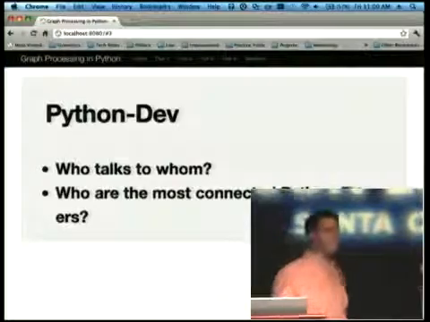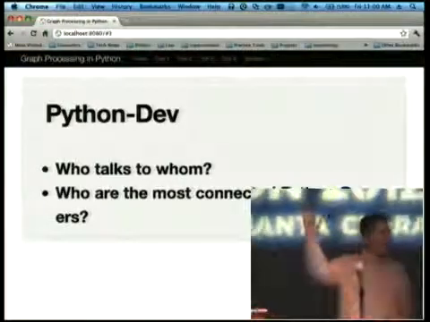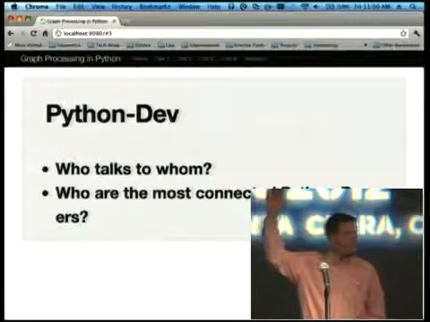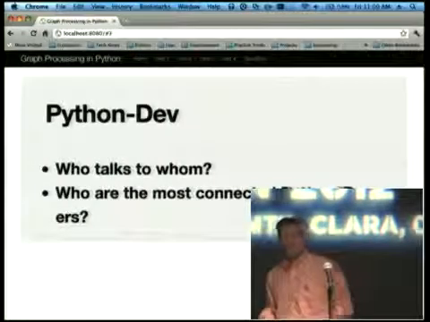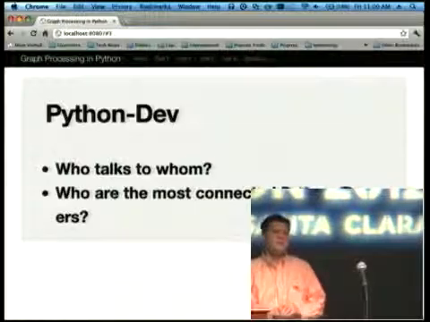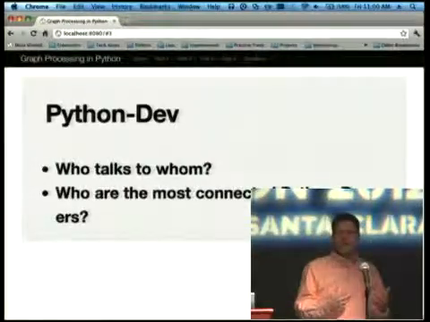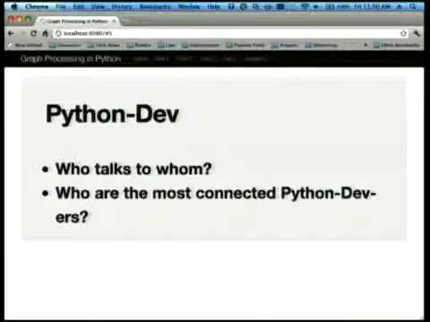The first one, I'm going to talk about Python dev. How many people here read Python dev? A fair number. So sometimes it's really interesting to understand who talks to whom. If you're trying to get something done, who are the people that you really want to get in touch with? Are there particular communities that tend to talk to each other? Are there cliques where these people are really in tight?